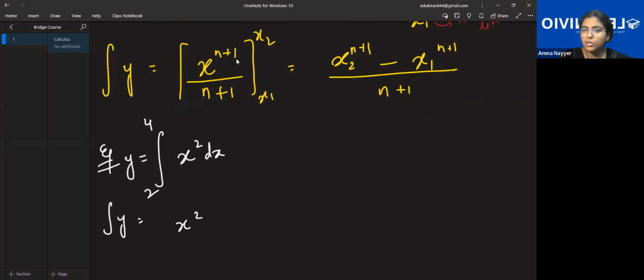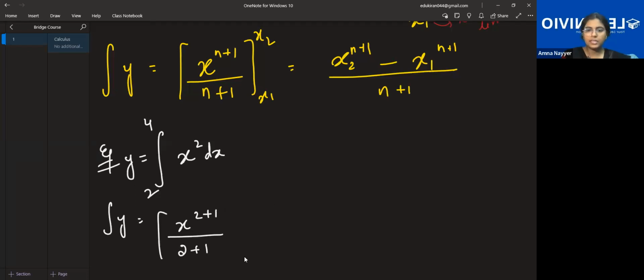Then what have I told you? Plus 1 you add. When you have the power, you put plus 1. Means here you put plus 1. What is the power now? 2 plus 1. So we divide by n plus 1. We had x to the power n, we have added 1, and whatever power has now been obtained, we are dividing by it. Means we will divide it by 2 plus 1.